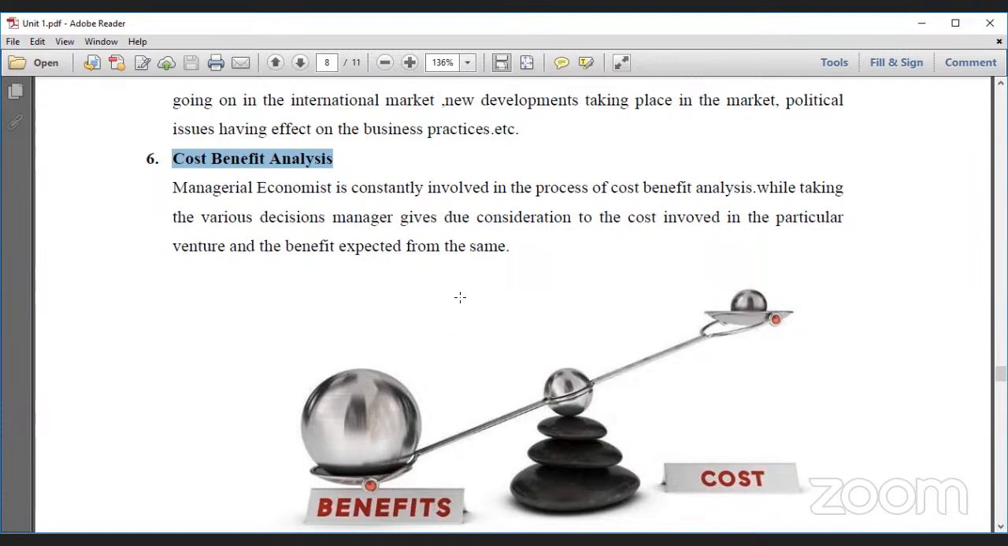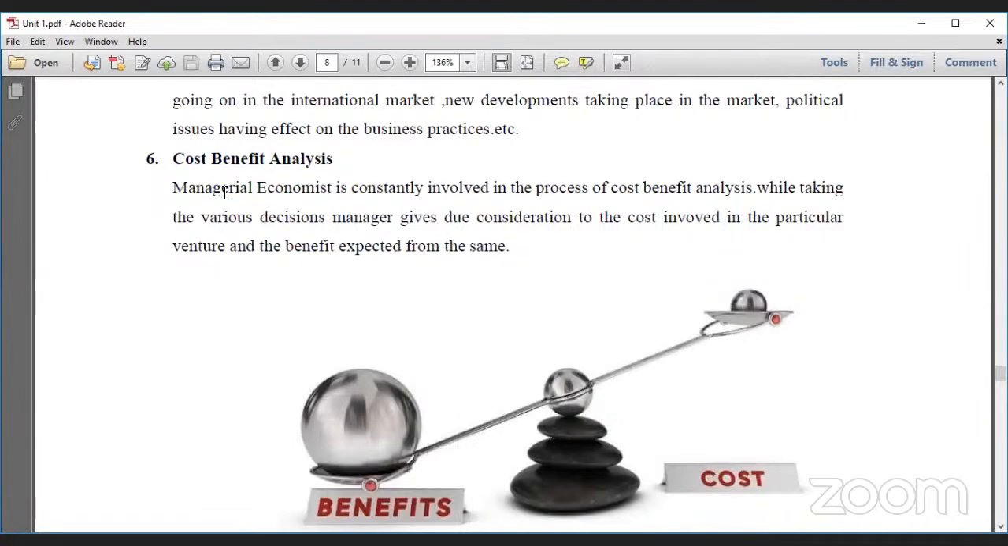Are you getting? Yes, sir. Have you gone through this cost benefit analysis? Yes, sir. IRR, ARR. Yes. Internal rate of return.